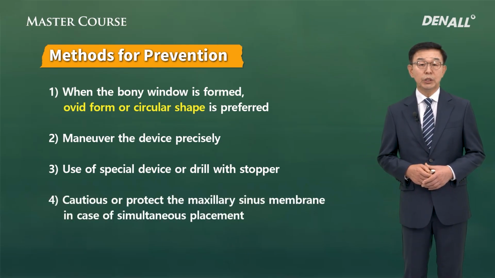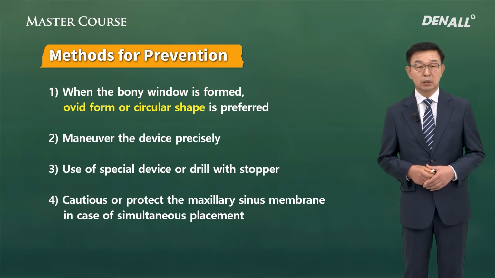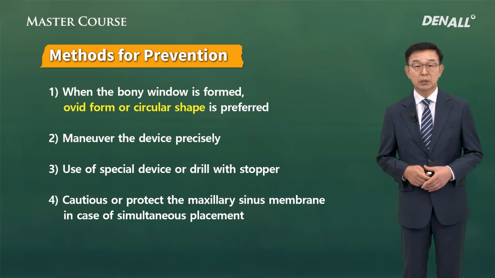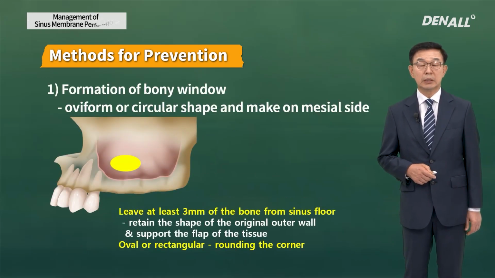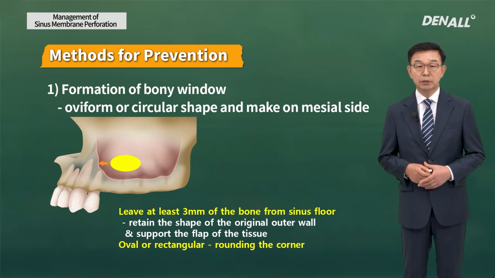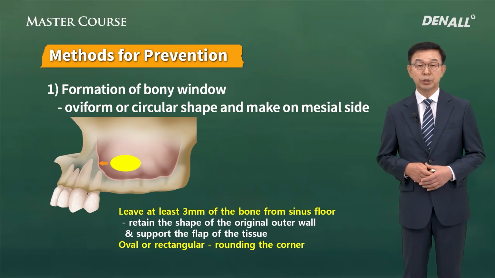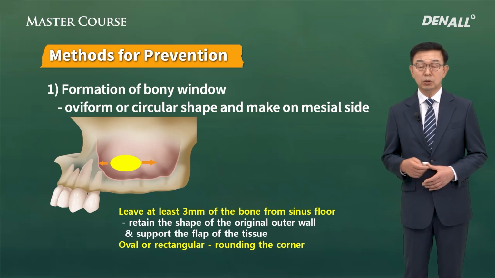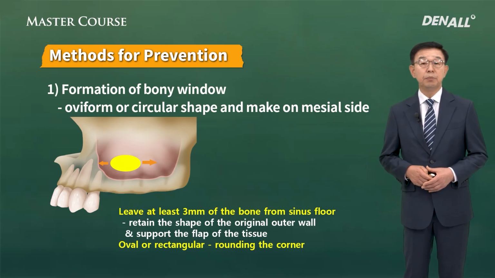Next, if you're going to place the implant at the same time, you need to pay a lot of attention in drilling so that sinus membrane is not perforated. When you do lateral window approach, the window should be formed more mesially. This is to prevent membrane perforation on the mesial side. In the posterior side, there's comparatively less possibility of membrane perforation.